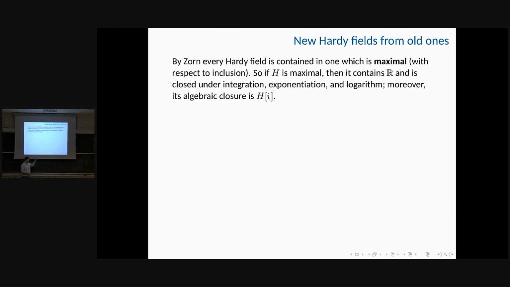Then what we had on the previous slide can be rephrased as saying that if you have a maximal Hardy field, it already contains all the real constants, because if there was a real constant that wasn't contained, I could have adjoined it. And similarly, it's closed under integration. It has to be closed under exponentiation and logarithm. And it is also real closed. That was not part of the previous slide, but it was essentially a theorem of Hausdorff. One way to say this in down-to-earth terms is that if you adjoin the square root of -1, you get something that's algebraically closed. So, fundamental theorem of algebra.